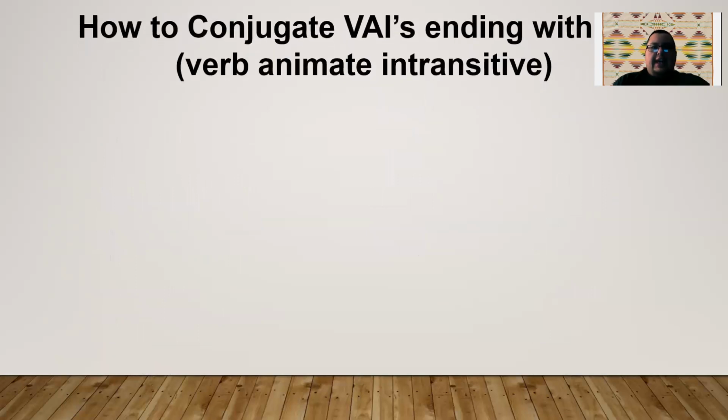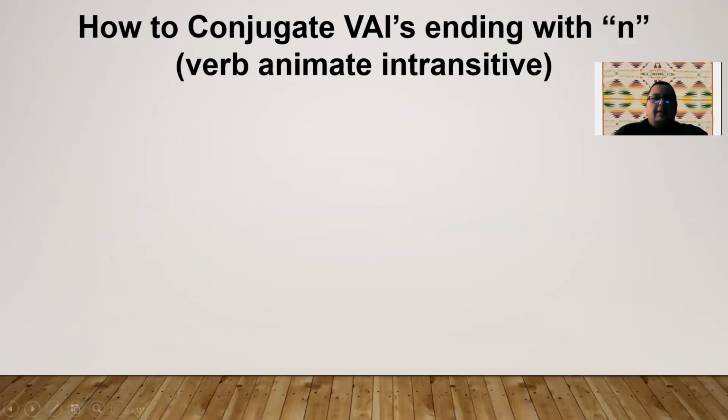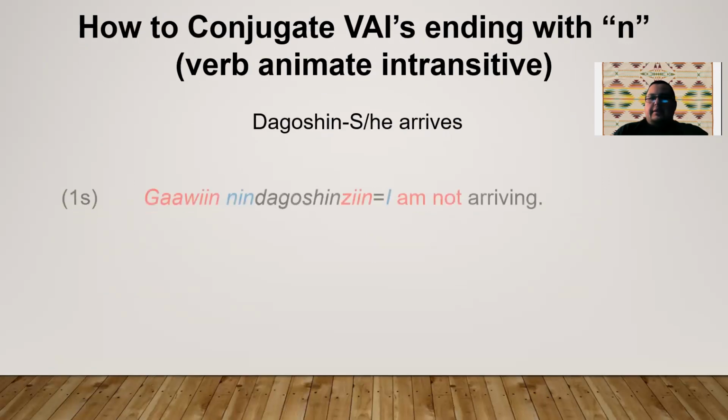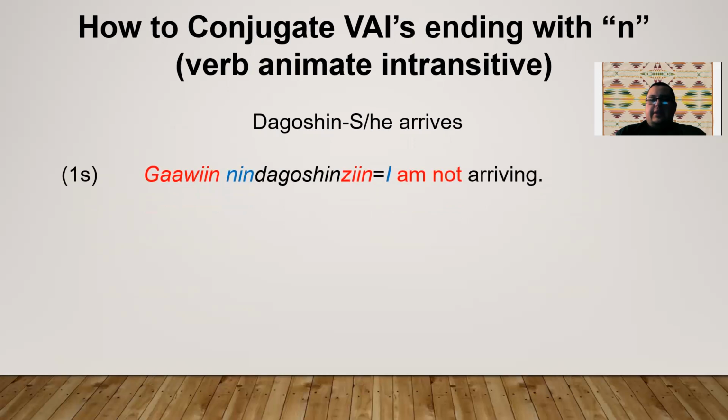So let's get right into it. How to conjugate VAIs ending with N. Negated version. How to say not doing the verb. So we have dagoshin. If you remember from lesson number 69, we worked with the word dagoshin, N endings. So here we are. Gawin nin dagoshinzin.